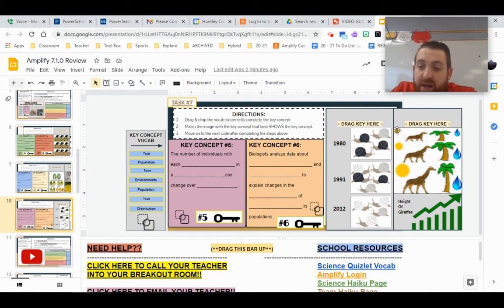So the idea is that it's getting warmer with the bigger suns, and there's more water in the environment with the big water droplets. We have the distribution of traits, so the height of giraffes is getting more and more long-necked giraffes over time. All of this best connects with this key concept, even though you could probably use this one as well. But this one's more focused on number 5, and this one's more focused on number 6.